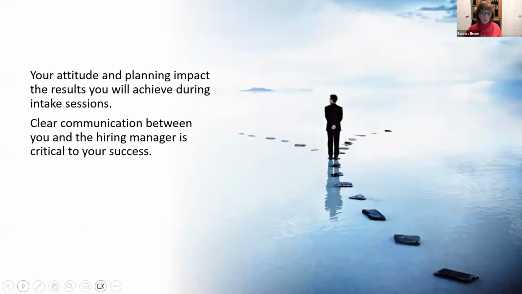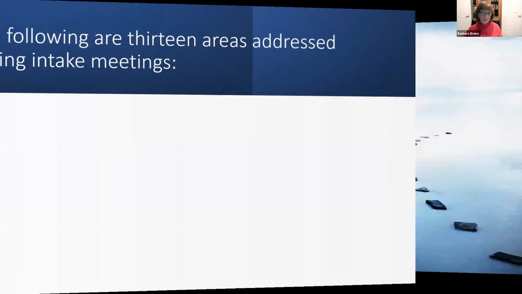Clear communication between you and your hiring managers is critical to your success. This information really does serve as sort of your GPS that's guiding your recruiting efforts. But too often they're rushed, too often they're dreaded. What I want to give you is a step-by-step format that's going to make you actually look forward to this process.